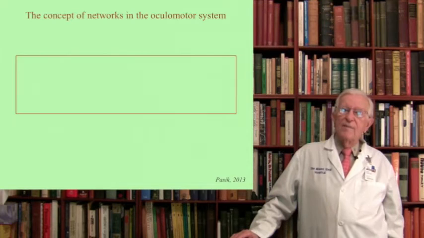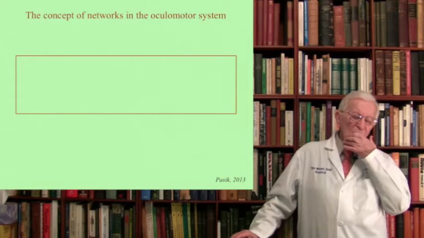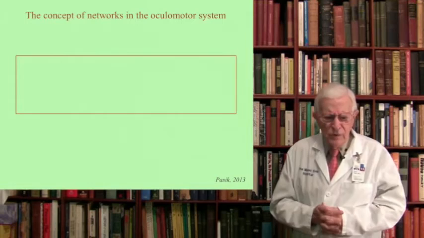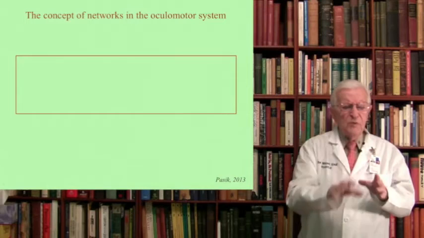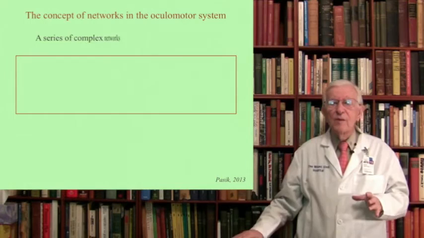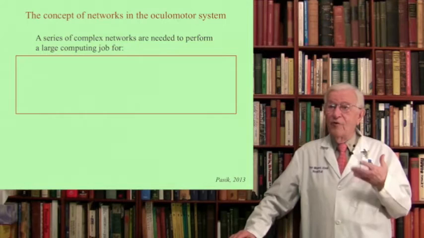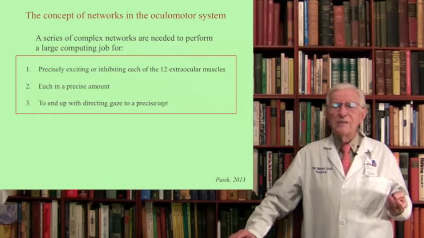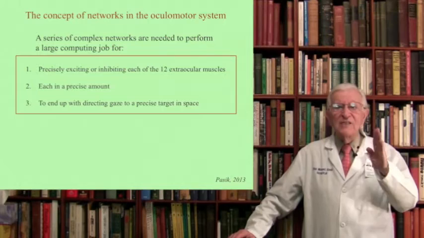Now, the concept of networks. You see, the nervous system has to do an enormous computational job, the central nervous system, right? Because for a precise gaze to one spot in the environment, it has to either activate or inhibit each one of the 12 eye muscles in a very precise amount, right? That's a complex job, and for that it needs several networks that perform the computation. So they have to precisely excite or inhibit each of the 12 extraocular muscles, each one in a precise amount, to end up with a precise direction of gaze to the target of regard.